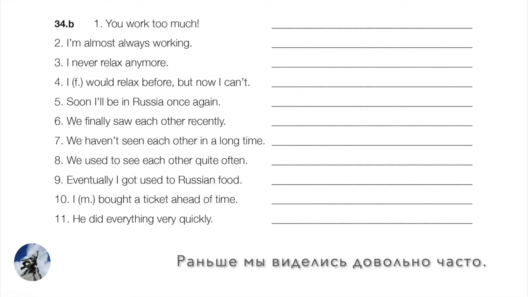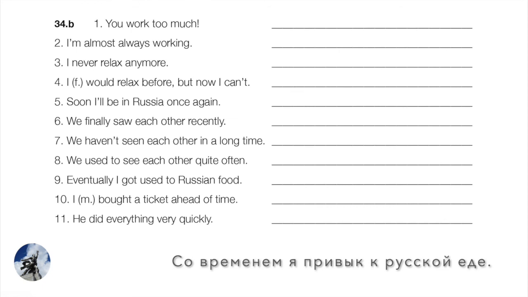Number 9, eventually I got used to Russian food. Okay, со временем. With time. Со временем, or you might be able to say наконец, right? Finally. Со временем я привык к русской еде. Remember that phrase, я привык, I got used to, and in English, in Russian, we get к plus the dative. Я привык к русской еде.